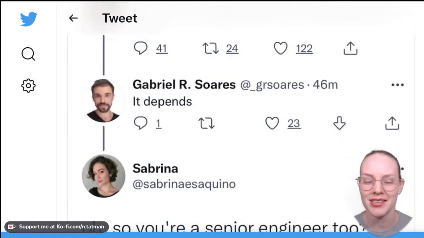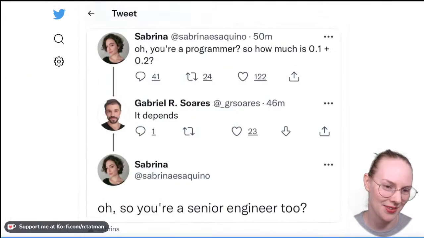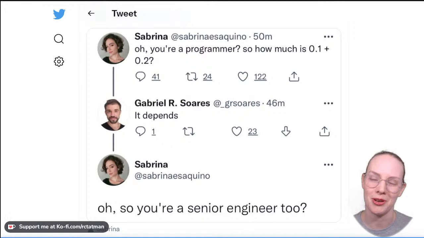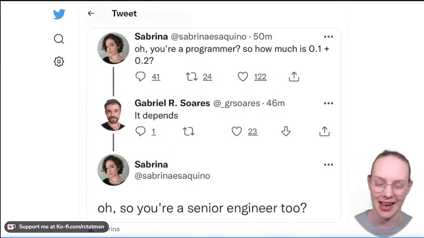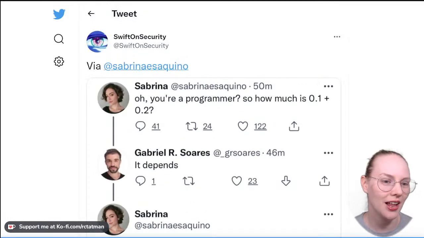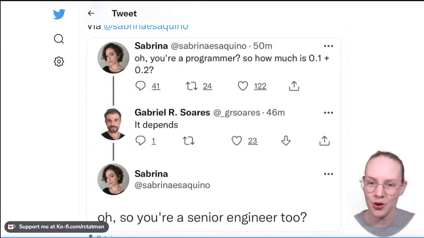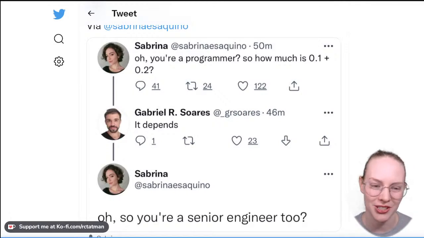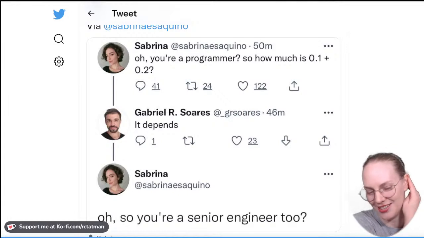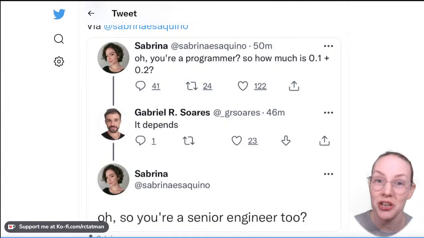All right, so this actually references something similar in my stream on Tuesday, where I was talking about how much data you need, and I was like, it depends. And this little Twitter joke: Oh, you're a programmer, so how much is 0.1 plus 0.2? It depends. Oh, so you're a senior engineer too, where the joke is that senior engineers are always telling you things depend, because they do, right?